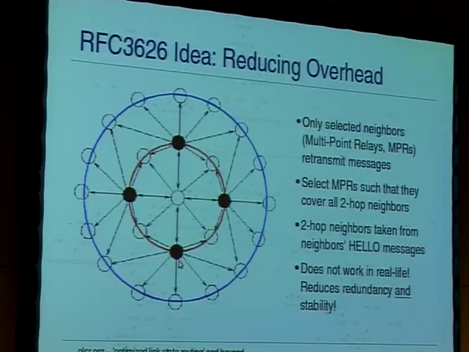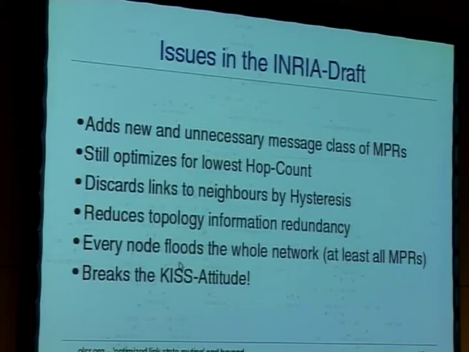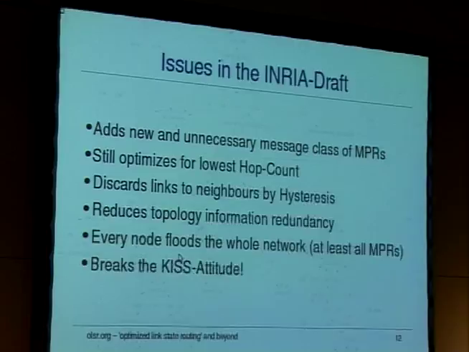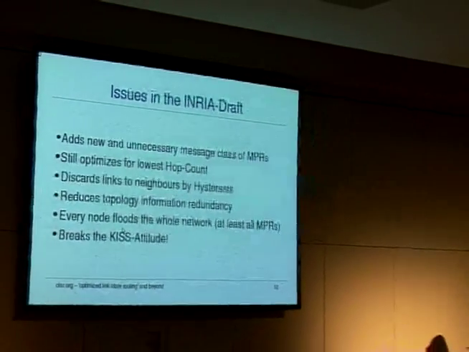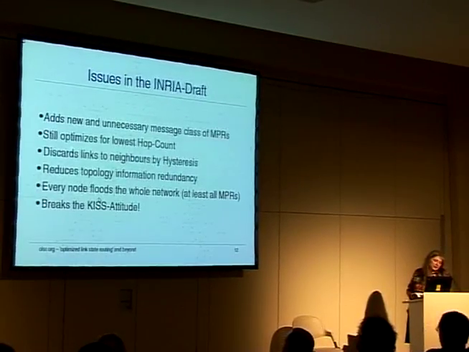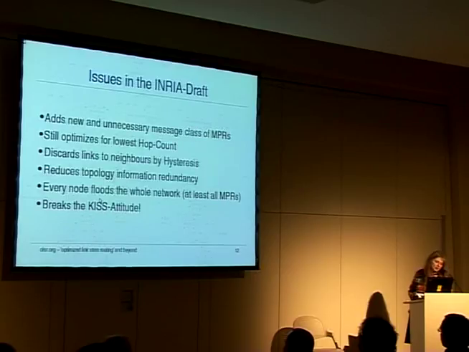Well, in our experience, we first tested OLSR on the Wizard of Oz in 2003. It doesn't work. We switched this feature off, although it was one of the major features introduced in OLSR. We found several issues in this new idea of proactive routing. It adds a new and, in my opinion, unnecessary message class that tells who is a multi-point relay or not. It's still like the previous routing protocol that we tested, Mobile Mesh: it optimizes routes for the lowest hop count. It tends to find the shortest path, which is not fortunate, and I will explain this later on.